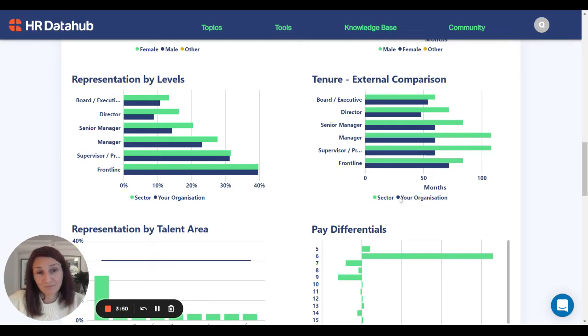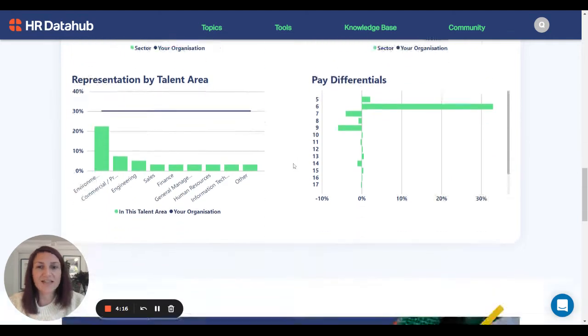However, if I look at tenure in my organization for women versus my sector, I see that there are some huge discrepancies, and that women, especially at manager, senior manager, and director level, tend to stay much less long than women in other organizations in my sector. Now, I remember that's also because I have an underrepresentation issue here. So is there a correlation? That's something I need to investigate.